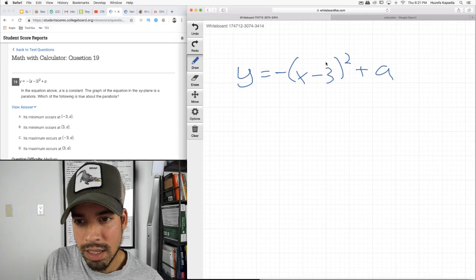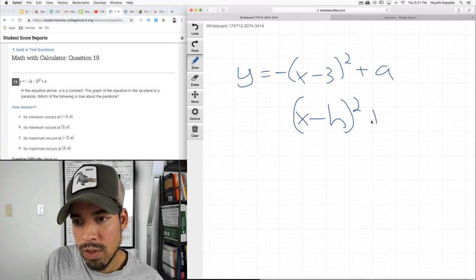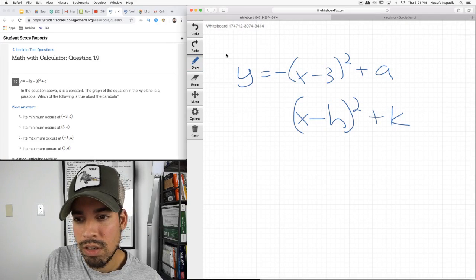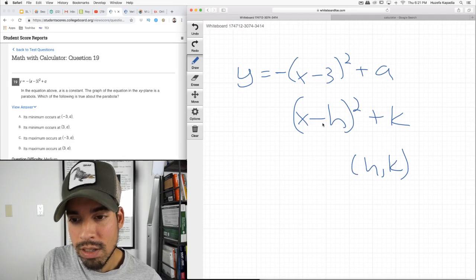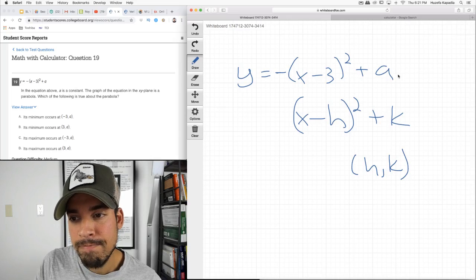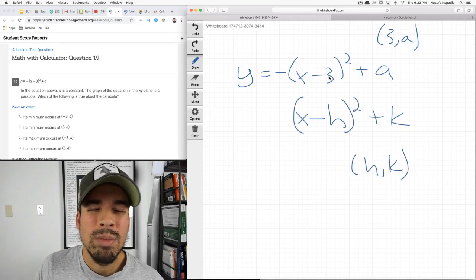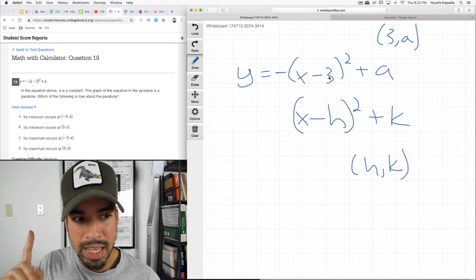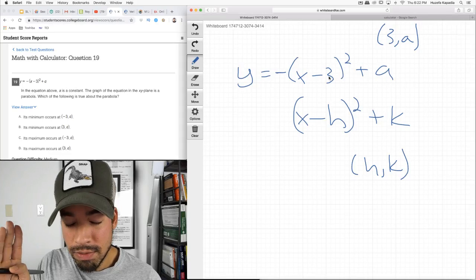the vertex is this value, because it's always x minus h squared plus k, meaning hk is the vertex coordinates. But remember it's positive h. When it's minus, this is positive. If it's plus, then it's negative. So my vertex here is 3 comma a. But now here's the question this poses. Sorry, I didn't mean center, I meant vertex.